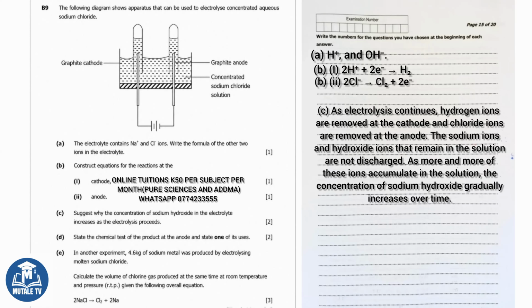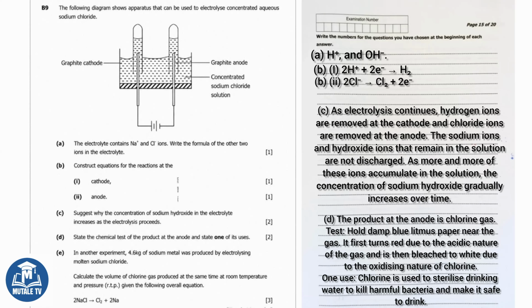Part D says, state the chemical test for the product at the anode and state one of its uses. The product at the anode is chlorine gas, and its chemical test is done by holding a damp blue litmus paper near the gas. As a result, it first turns red due to the acidic nature of the gas, and is then bleached to white due to the oxidizing nature of chlorine. One use of chlorine is that it is used to sterilize drinking water to kill harmful bacteria and make it safe to drink.